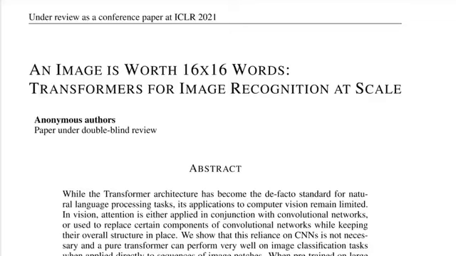Hi there. Today we'll look at "An Image is Worth 16x16 Words: Transformers for Image Recognition at Scale." So this paper is a bit special. Andrej Karpathy tweeted this out, and I'm going to guess many of you have seen it already.